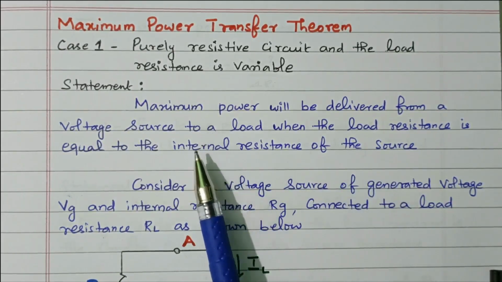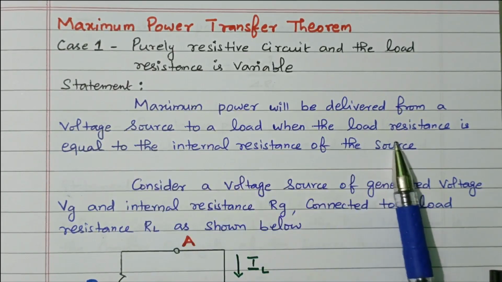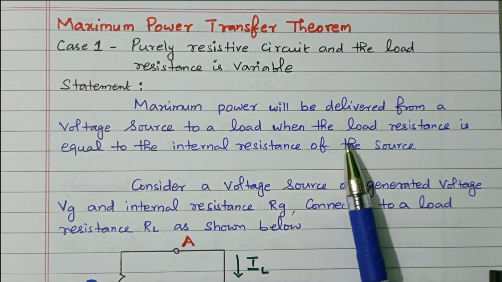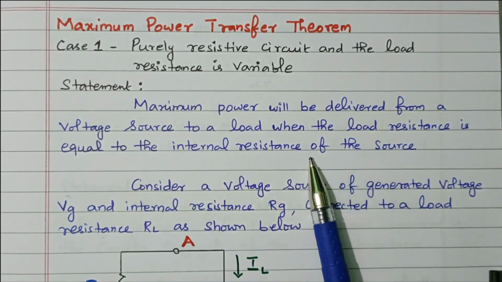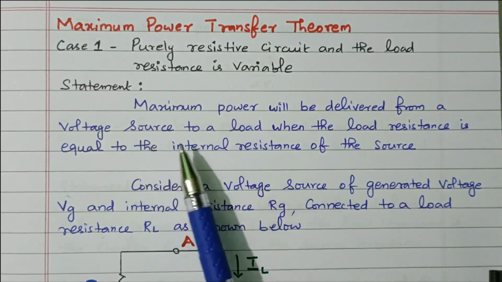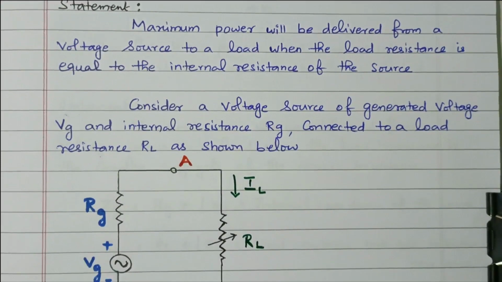Maximum power will be delivered from the voltage source to the load when the load resistance is equal to the internal resistance. If the load resistance is equal to the circuit resistance, the maximum power will be delivered from the voltage source to the load. That is the statement given. Now consider this circuit. We will verify this statement.